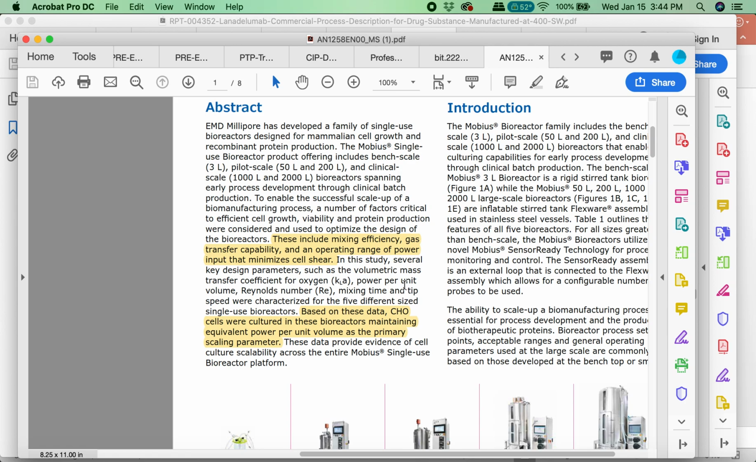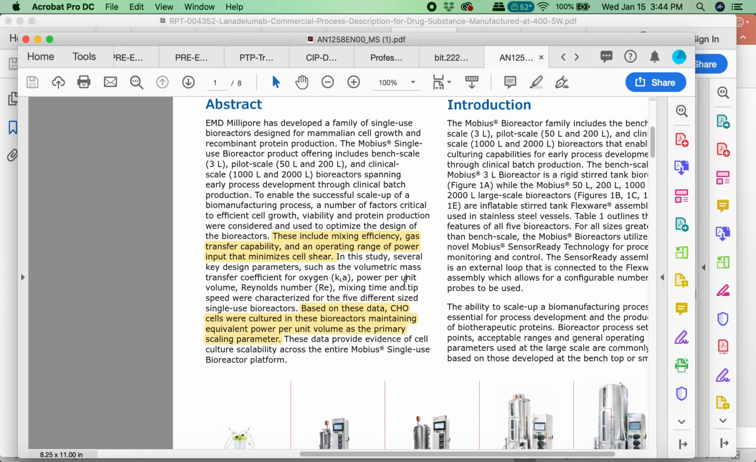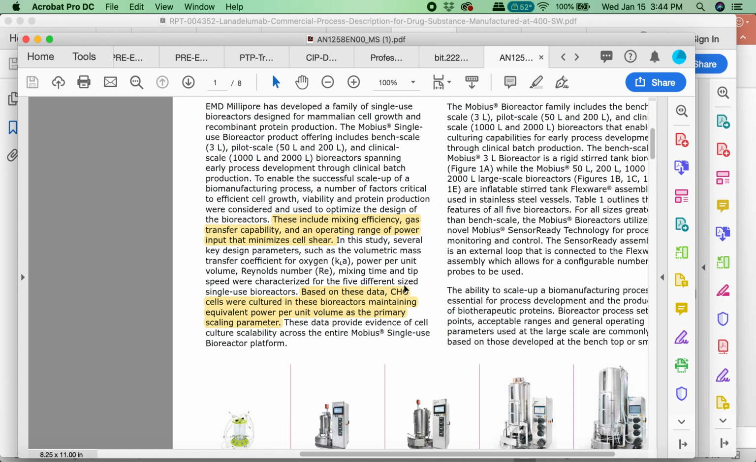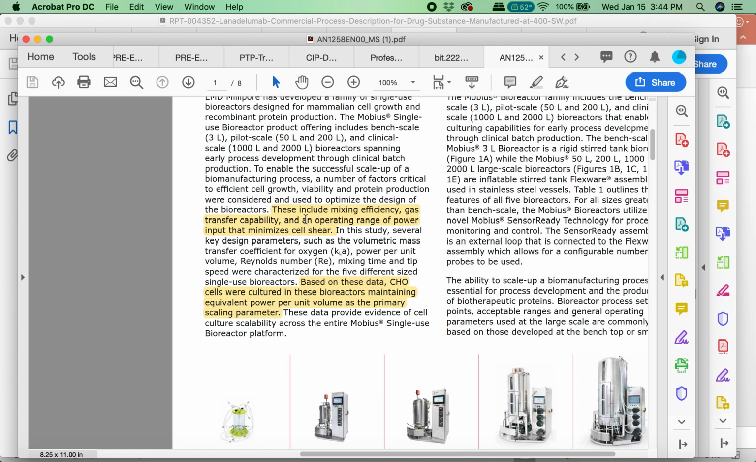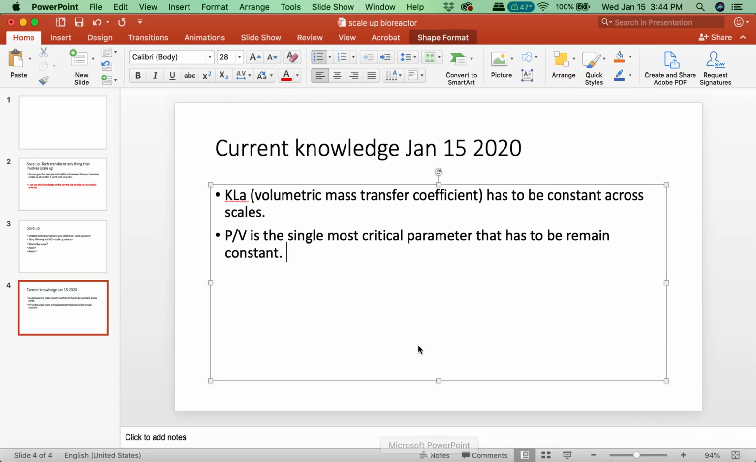So now I can say we work to enable the successful scale up. A number of factors critical to efficient cell growth were optimized, including mixing efficiency, gas transfer capability, and operating range of power input that minimizes cell shear. So now I have to emphasize on cell shear.